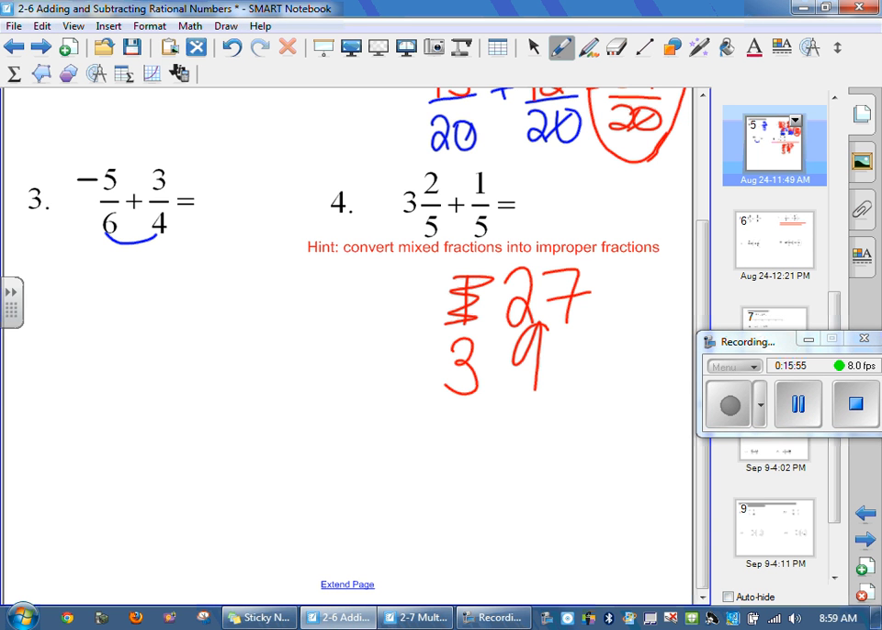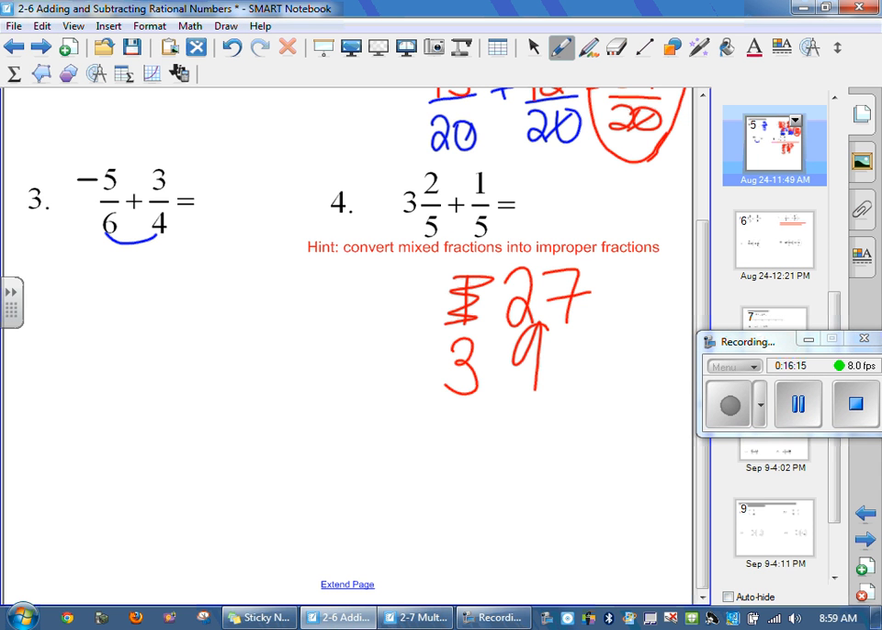Now, we could have used 24. 24 will still work. That just means we have to reduce it in the end, though. Okay? But if we choose the smallest one, we don't have to reduce as much. We reduce the number of steps we have to do. Okay? So we're going to do it once with 12, and I'll do it once for you with 24, and we'll see how it works.